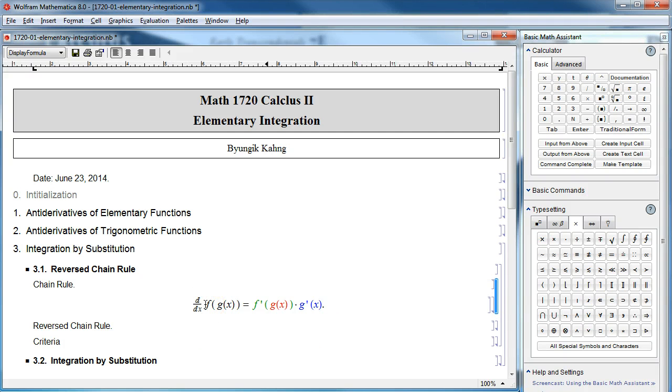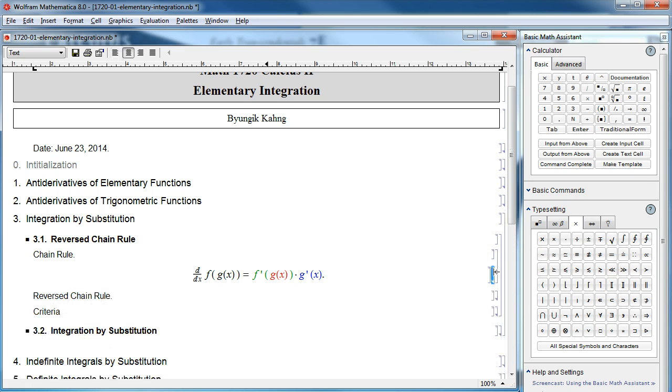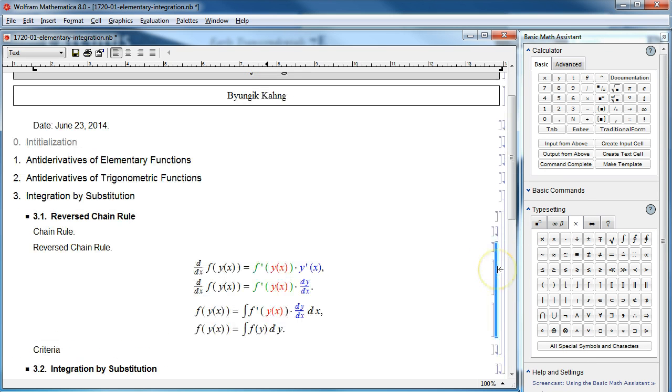Derivative of a composite function, we have three rules. Number one, derivative of outer function first. Number two, inside stays the same. And number three, derivative of the inside is multiplied outside of all that. That's a chain rule. Okay, I don't think it is necessary to go over example problems. That's way too easy.